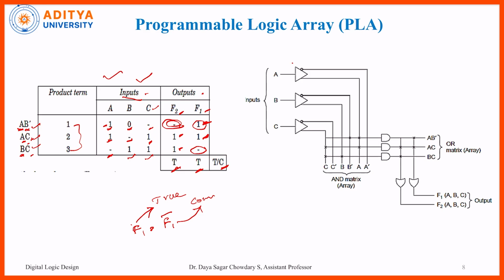It is simple again. These inverters use the same symbols, and A, B, C are the inputs, and finally we will get the inputs for these AND gates, because these are 3 terms: AB bar, AC and BC.